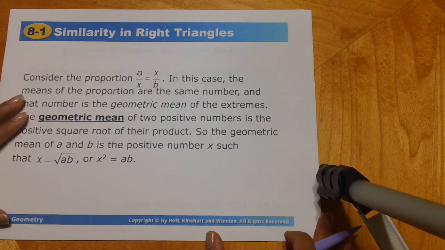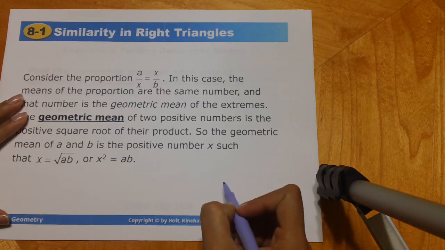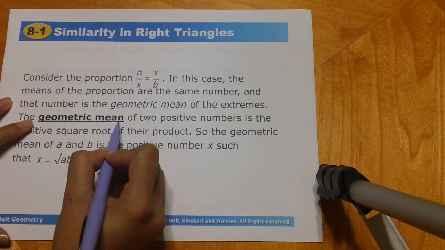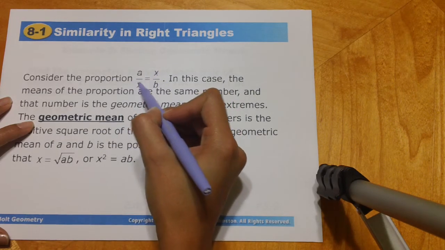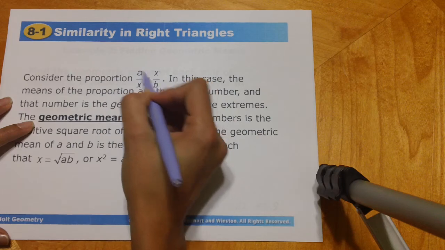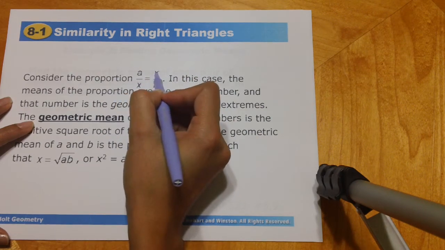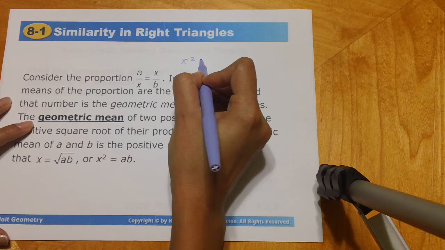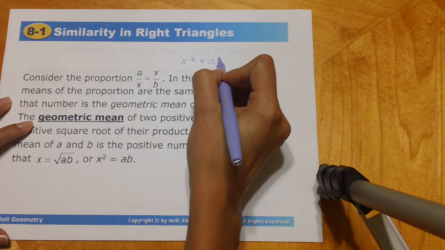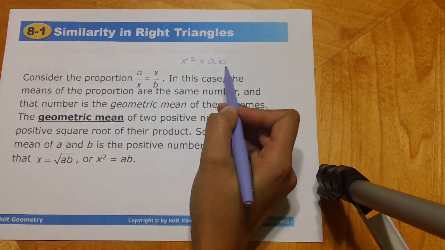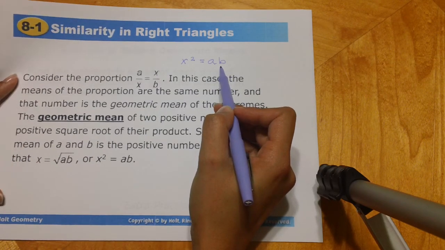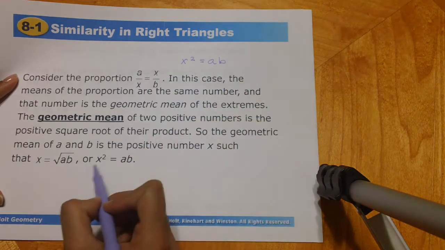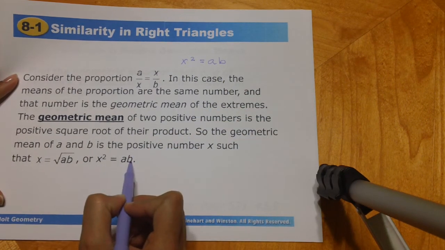This is what I was talking to you about earlier when we were discussing that we were going to review means and extremes. We're talking about a geometric mean. A geometric mean basically is when your two means are the same numbers, so it's going to be something squared. When I use cross products with this, I have x times x, which gives me x squared, equal to a times b. And we're going to use this for the next two theorems that we're going to be learning. So that's this part here, x squared equals a times b.